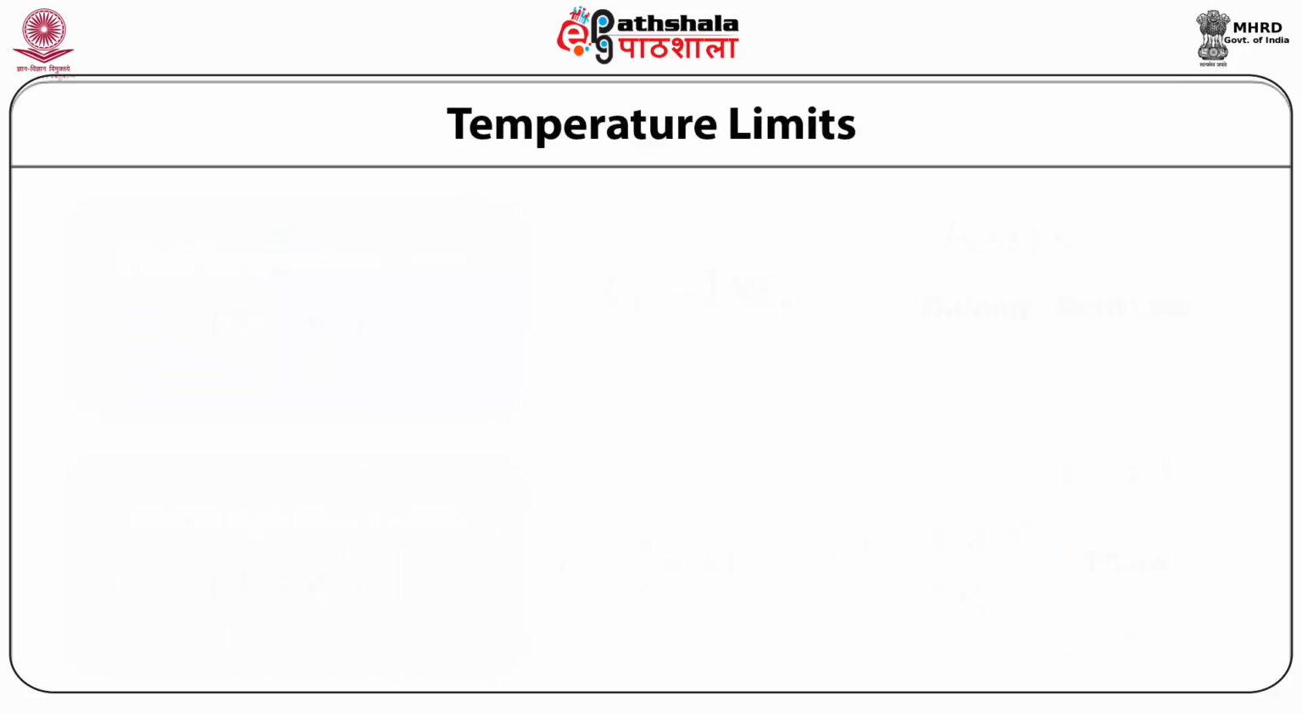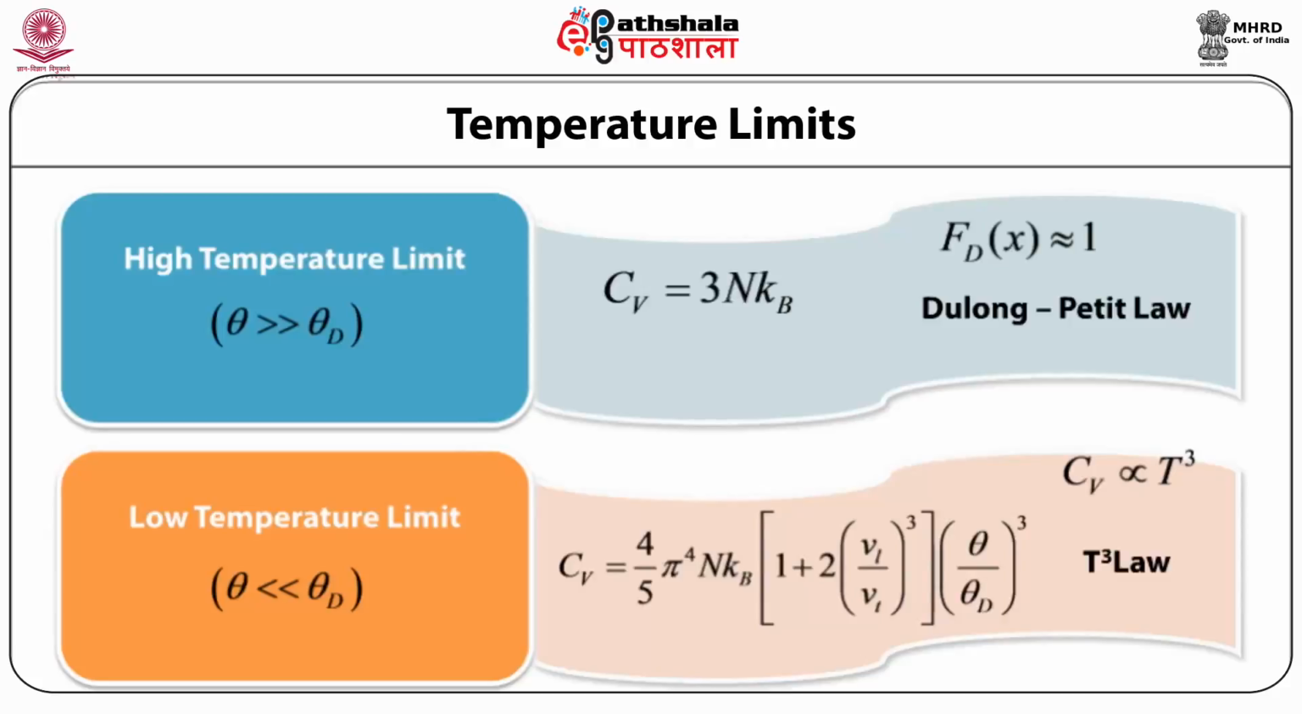So now we discuss the temperature limits, that is, the high temperature and the low temperature. In the high temperature limit, theta is much more than the Debye temperature theta d. In this limit, this fd(x) is almost equal to 1, hence Cv is equal to 3n kb, which is very interesting, as it converges to the classical Dulong-Petit law.